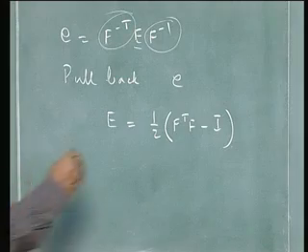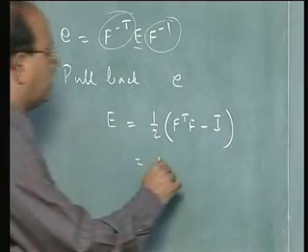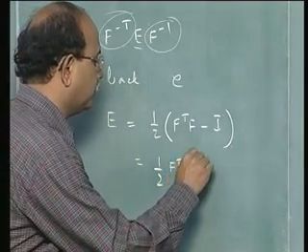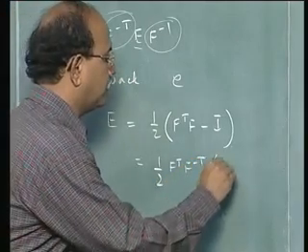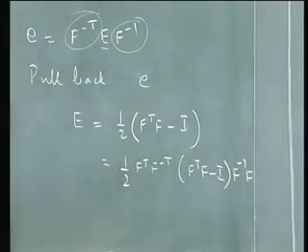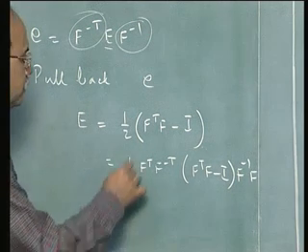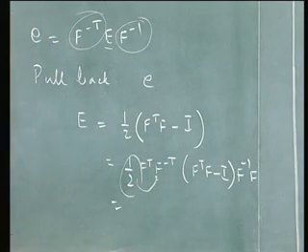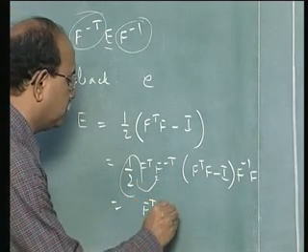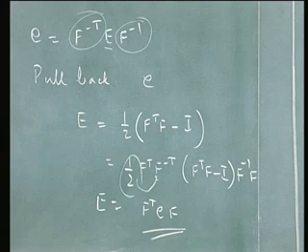So what do I do? I multiply by F inverse transpose, so that will be half into F inverse transpose, multiplied by F transpose F minus I into F inverse. Rearranging this the same fashion as we did, bringing that 2 inside, I will get F transpose E F. Right? This is called the pullback operation, pullback of E.